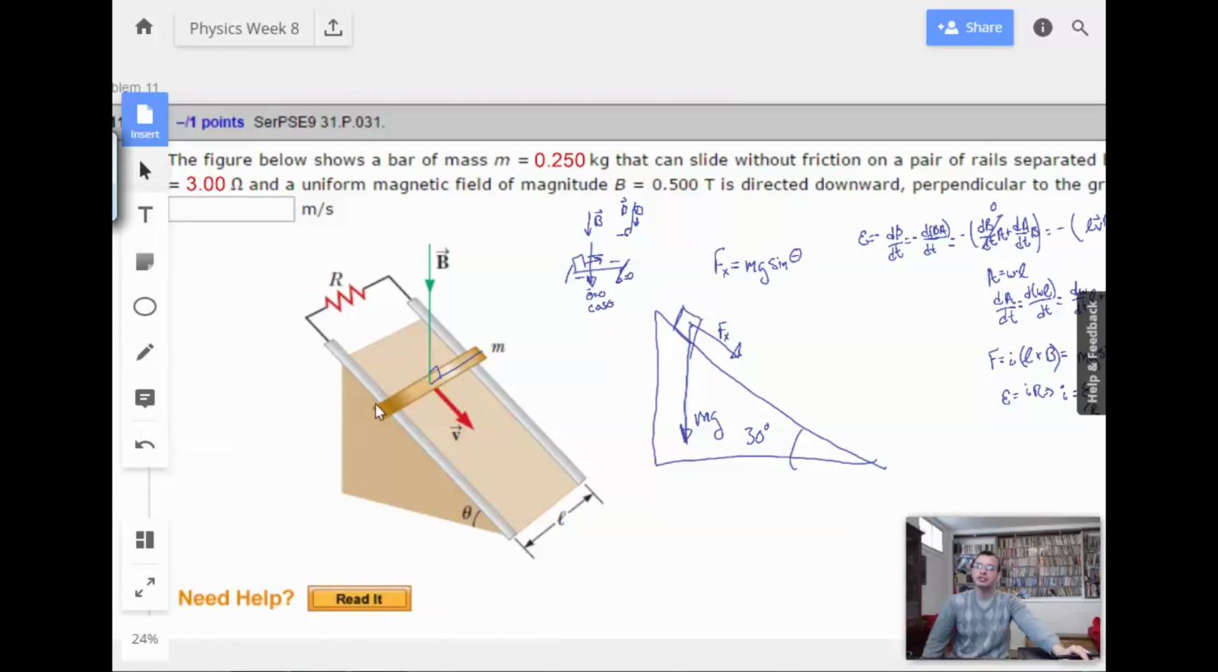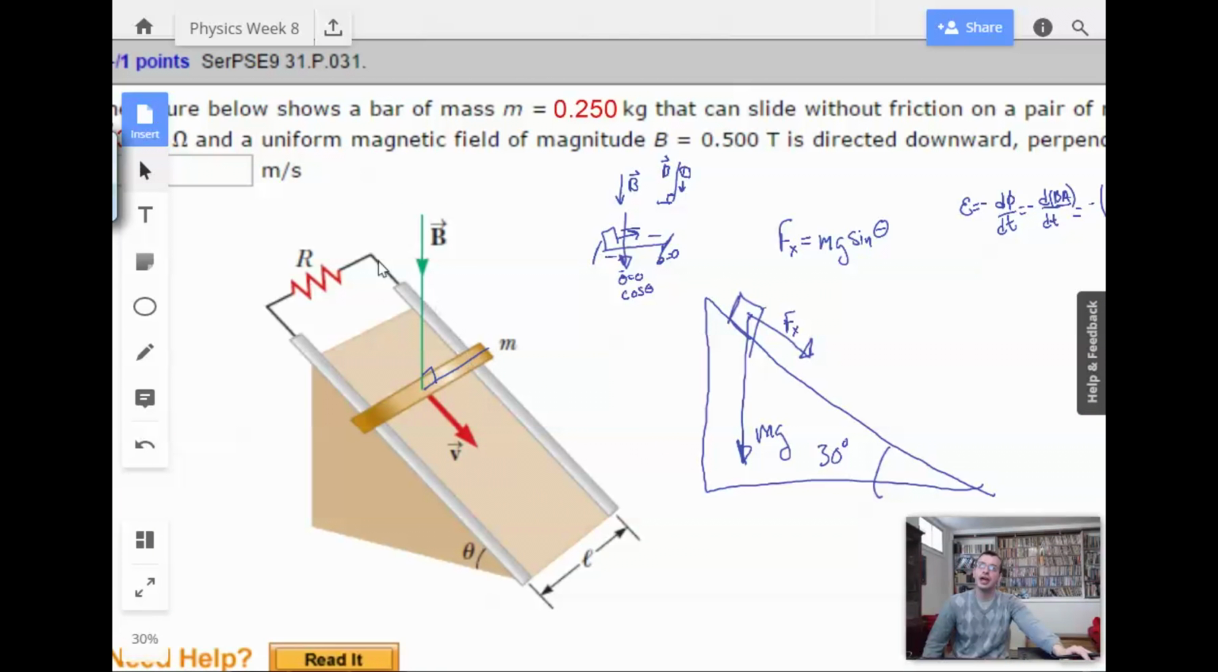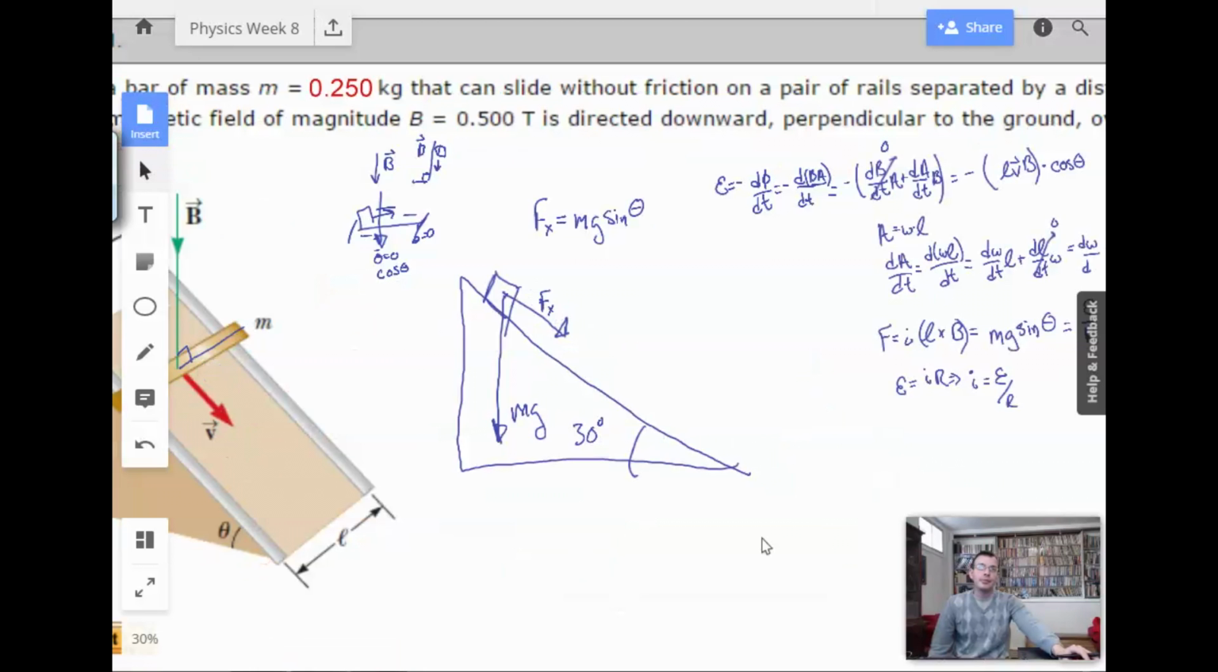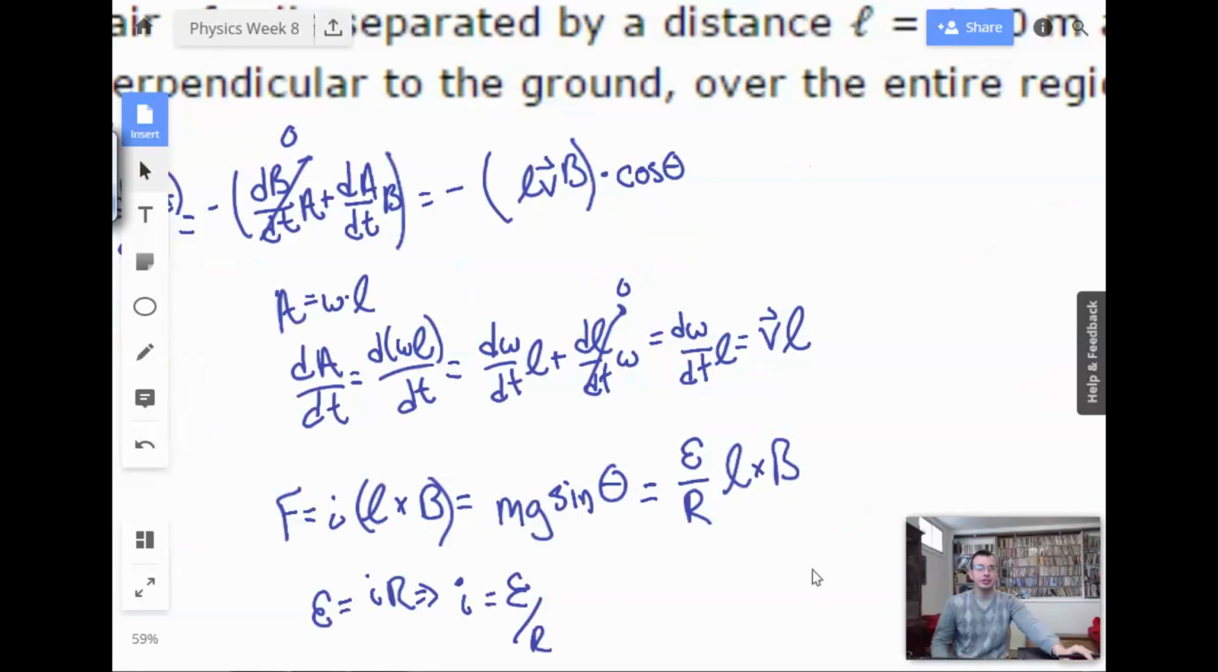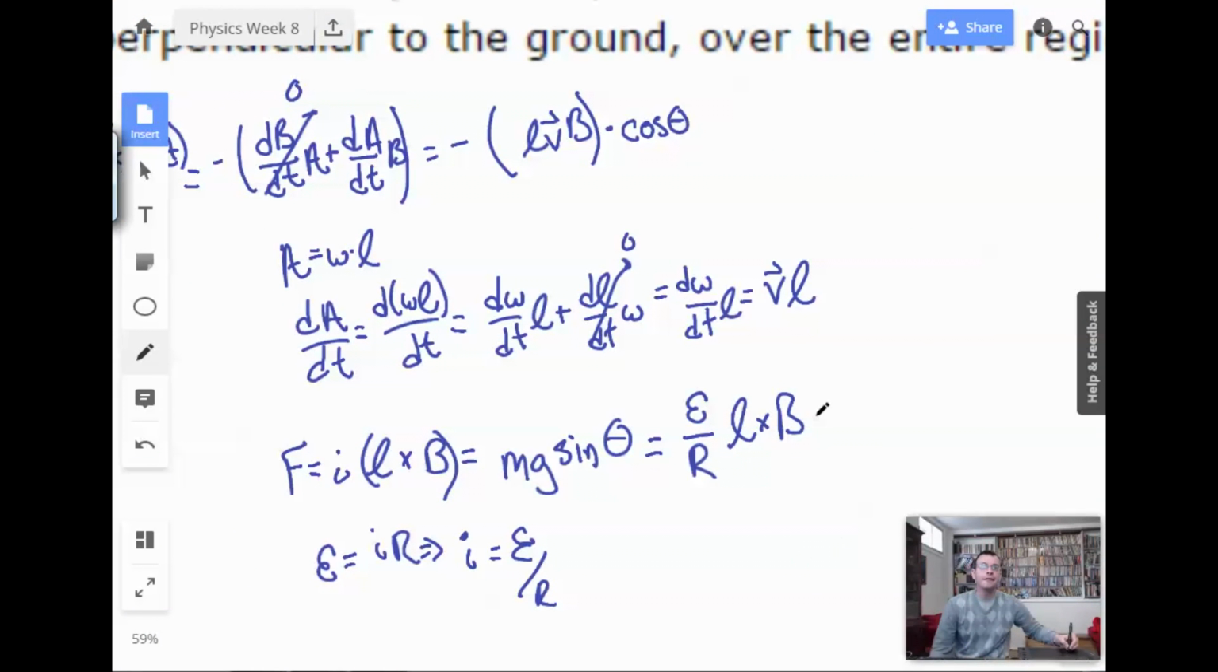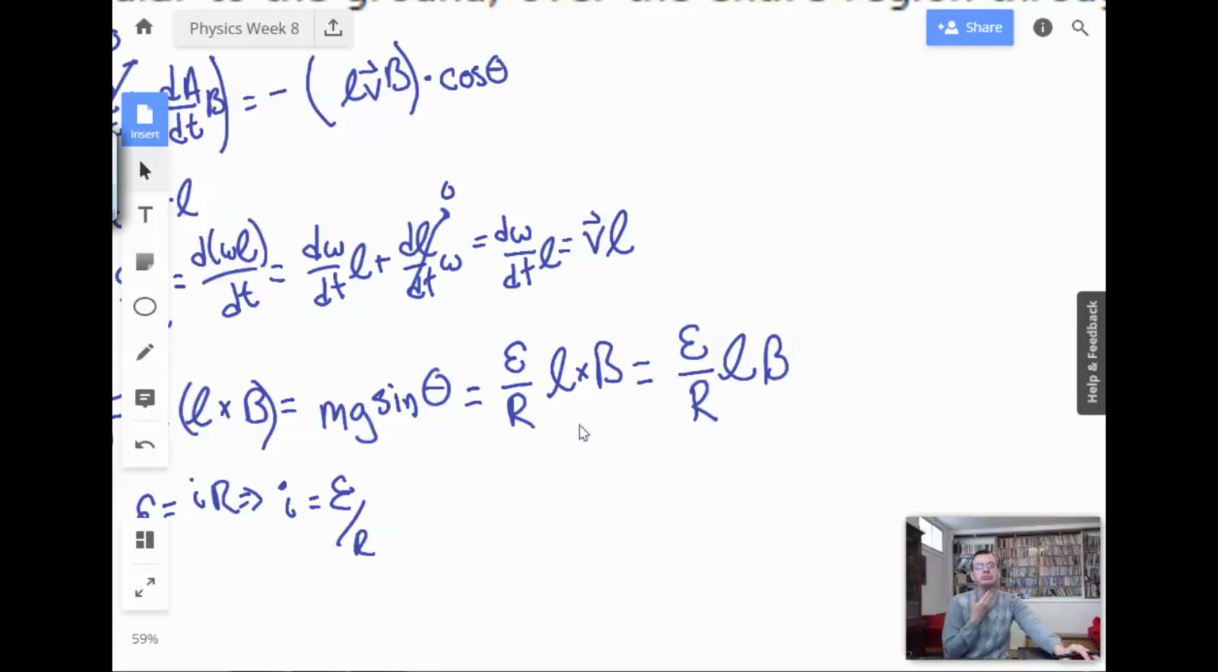So, the direction of current. When you're talking about up this way and down that way, that's not going to be true, but on these portions right here, those will be 90 degrees. So this is going to be E over R, L B. And I say E, but I should really mean epsilon, the electromotive force.